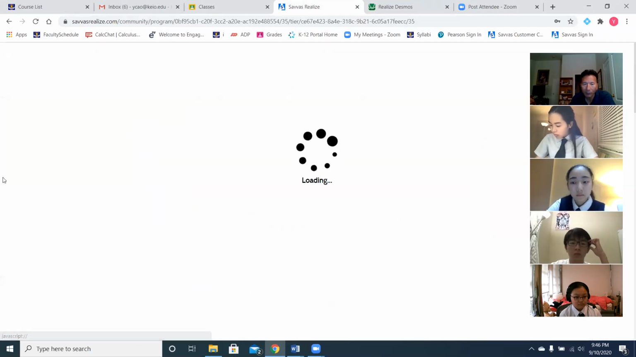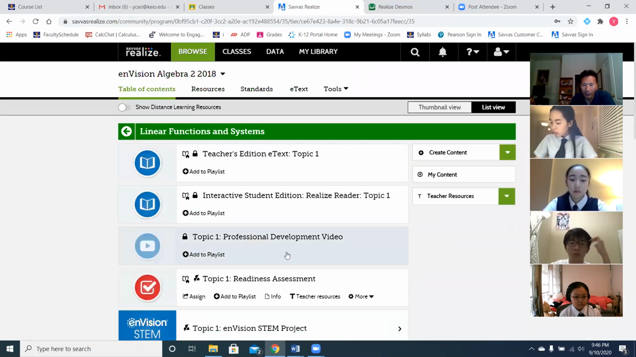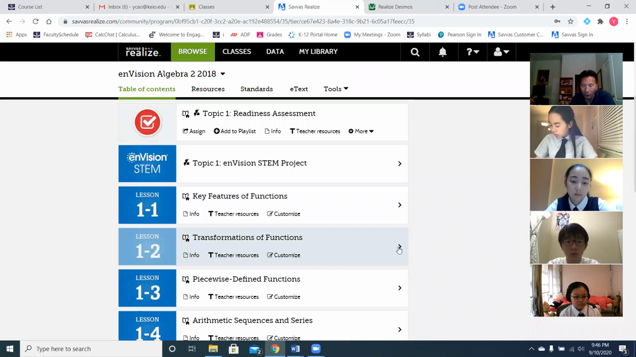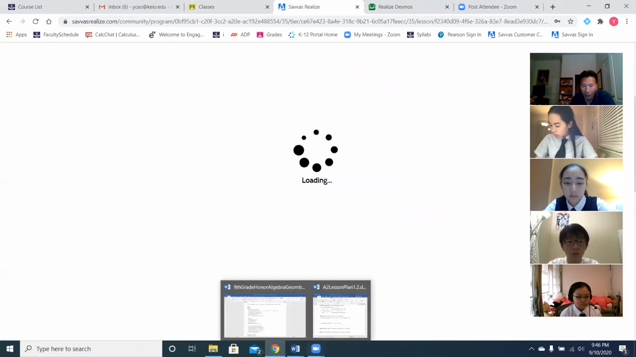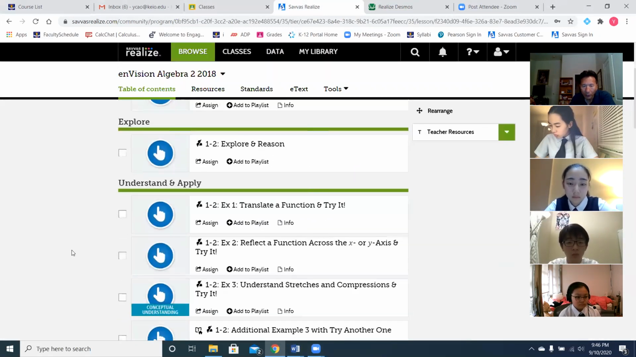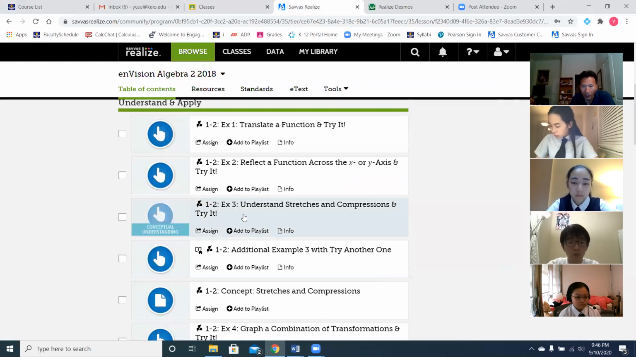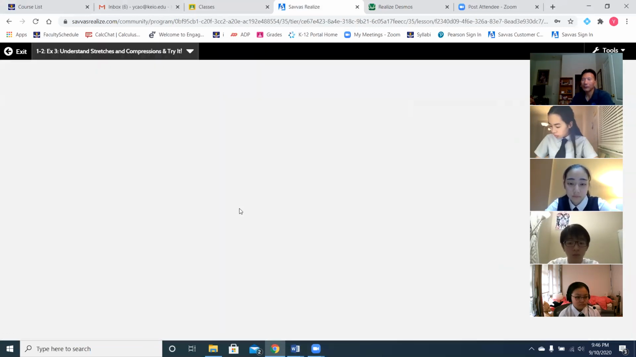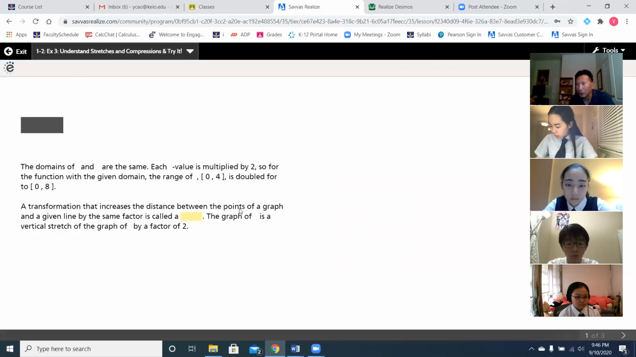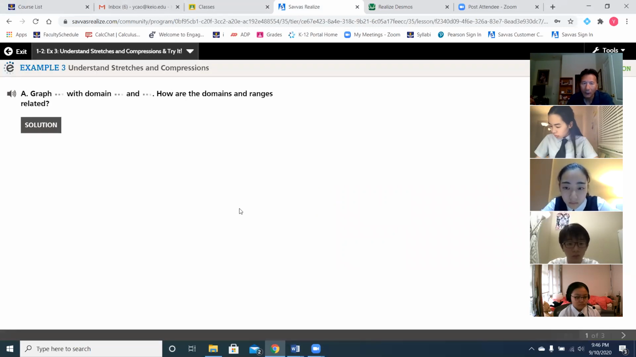Oh, we need to go one step back, one more step back. Section 1.2. We're going to talk about this example. So that's a two function. We need to look at a graph.